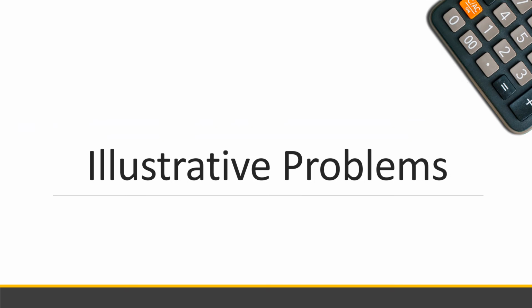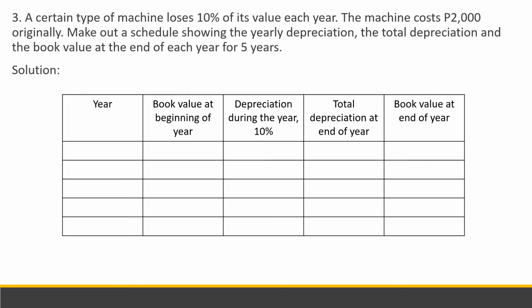Okay, so let's solve some problems. A certain type of machine loses 10% of its value each year. The machine costs 2,000 originally. So ito yung book value at the beginning of the year. Make out a schedule showing the yearly depreciation, the total depreciation, and the book value at the end of each year for 5 years.